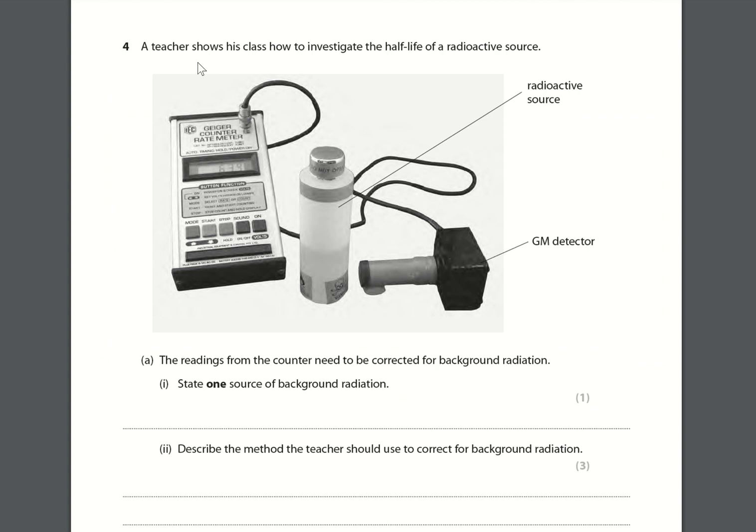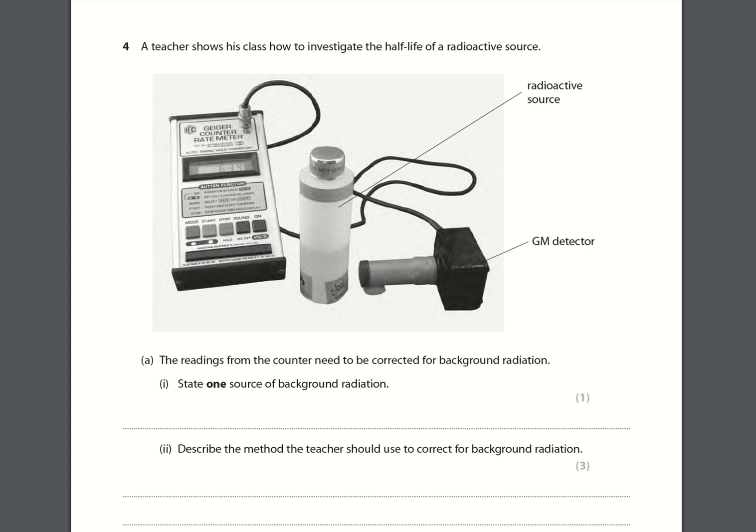A teacher shows his class how to investigate the half-life of a radioactive source. This is the source, the GM detector, the meter, the counter. The readings from the counter need to be corrected for background radiation.